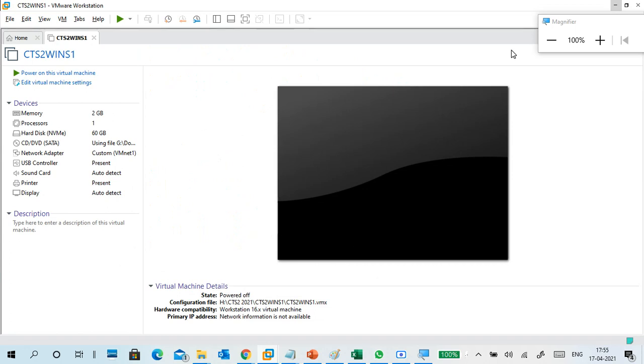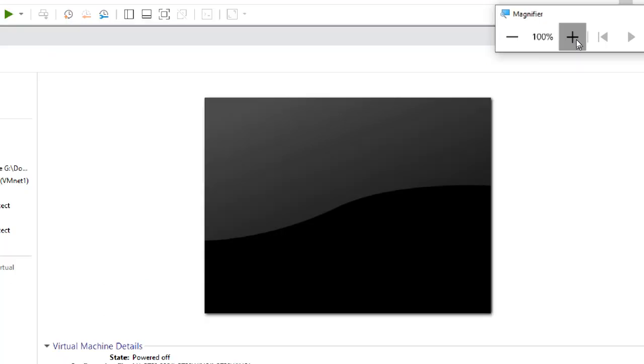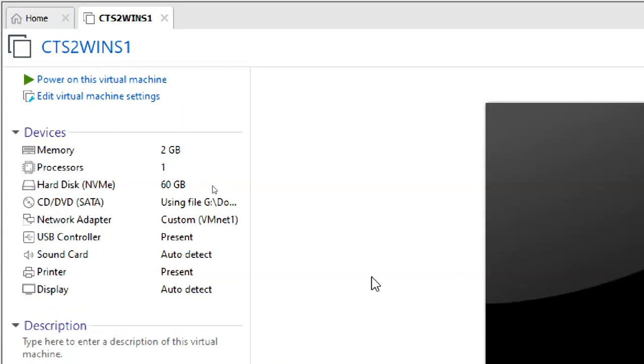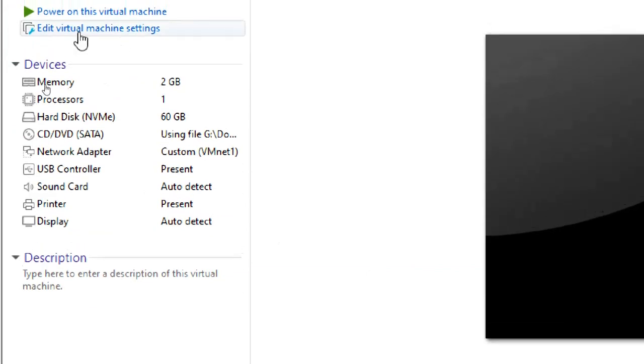Okay, this is a server. I turn off the server. Better to turn off; if you don't turn off, it's also okay. So I'm going to edit virtual machine settings. Already a 60 GB hard disk is there. It is an SSD hard disk and I went directly RAID. Okay, no problem. Tomorrow we'll see the remaining.